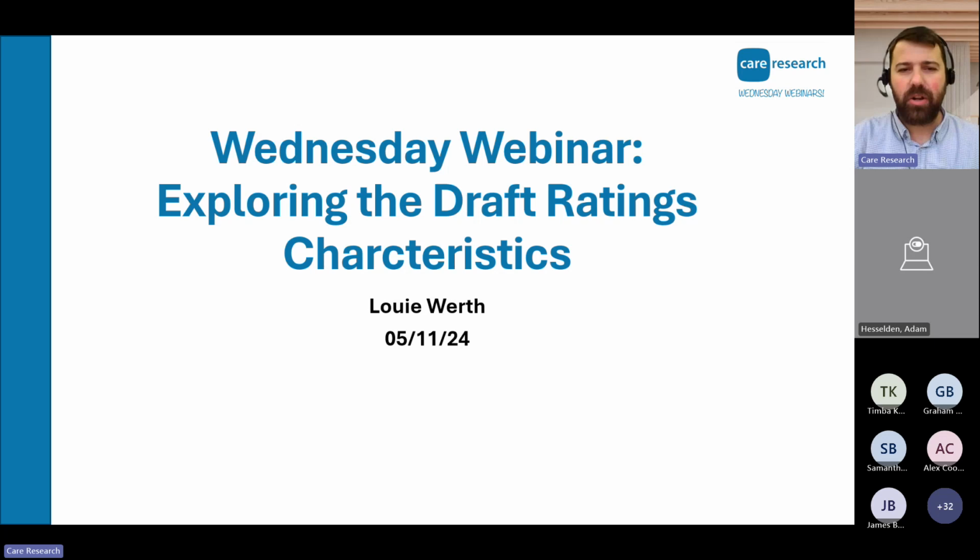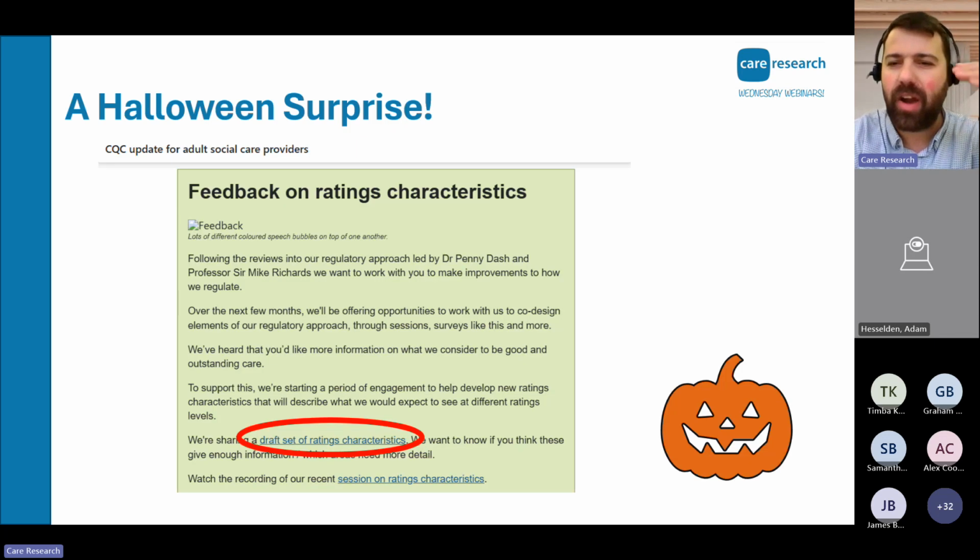And I thought this was perfect timing, really. I received the email at 20 to 5 on Halloween. So imagine just as it gets dark and all the ghosts start to come out to haunt everyone, at that very moment, we get an email from CQC saying, hi, everyone, here's a bunch of stuff. And I would argue slightly buried in that email was this information around ratings characteristics. And this is a screenshot of the email. You can see it's literally just that blue text there, draft set of ratings characteristics.